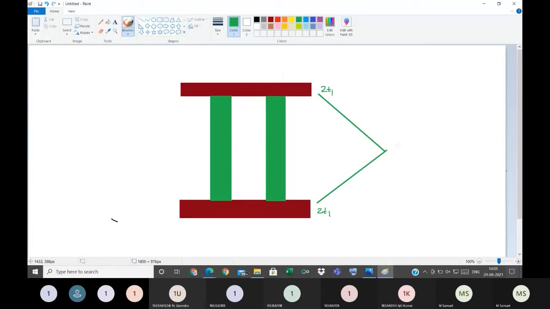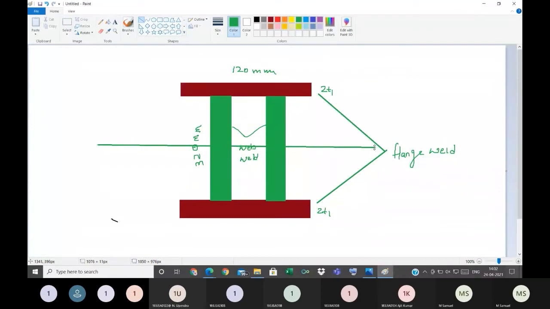This is what we call the flange weld of 120 mm. And this is the web weld of 320 mm. Okay, so where do you think the x-axis is going to be? Somewhere here, right? At the center exactly. This is a symmetrical section. So this is x and this is x. What do you think the distance between this and this would be?